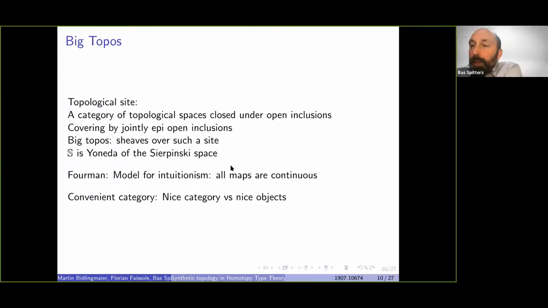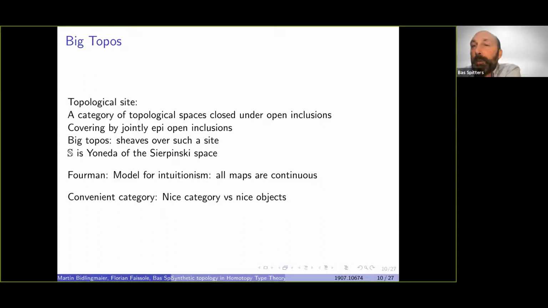Here's another construction. One model of our axioms is this very natural model in computability theory. Another one is in topological spaces. As we all know, topological spaces behave very badly as a category. One solution to this is the notion of a topological site. So we make topological spaces into a topos in the following way. We take the category of topological spaces closed under open inclusions, and the covering is done by jointly epi open inclusions. And then we take the big topos on this.